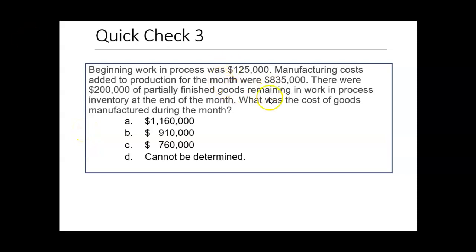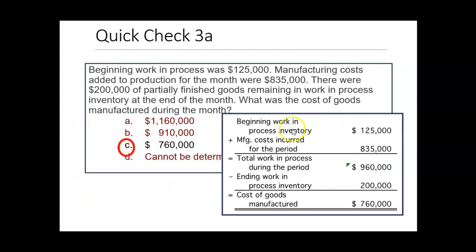Okay, so we start off with our beginning work in process. We're going to add the cost incurred for the period, and they'll total $960,000. Subtract out the cost remaining at the end of the period, $200,000. Therefore, the cost of goods manufactured totals $760,000. So we're showing how we're going to calculate these different figures for work in process, cost of goods manufactured, and finished goods inventory, utilizing a cost of goods manufactured schedule.